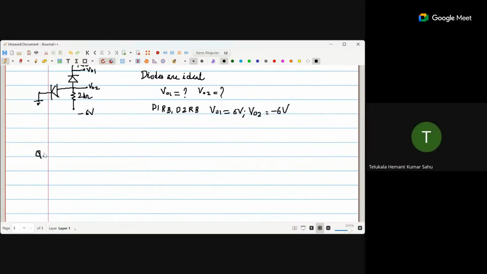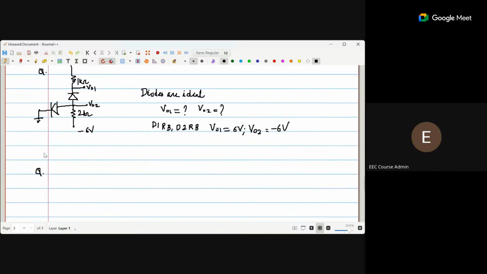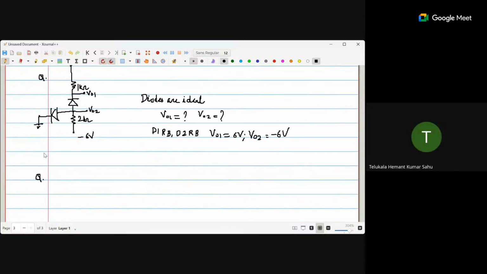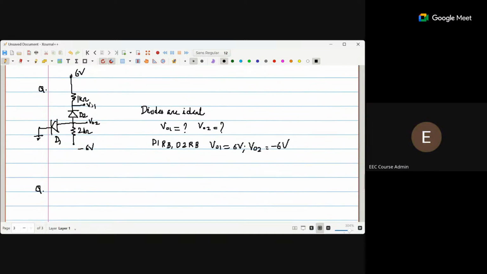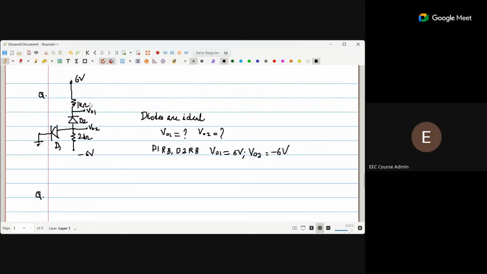Please once again explain this question, ma'am. Also, I think it is the same way, the previous concept, ma'am. Yes. Current question, yes. Again, you go with the same thing. You assume the status of the diodes and find it out. You will have both of them in reverse biased condition, so that V naught one will be 6 volts and V naught two will be minus 6 volts.